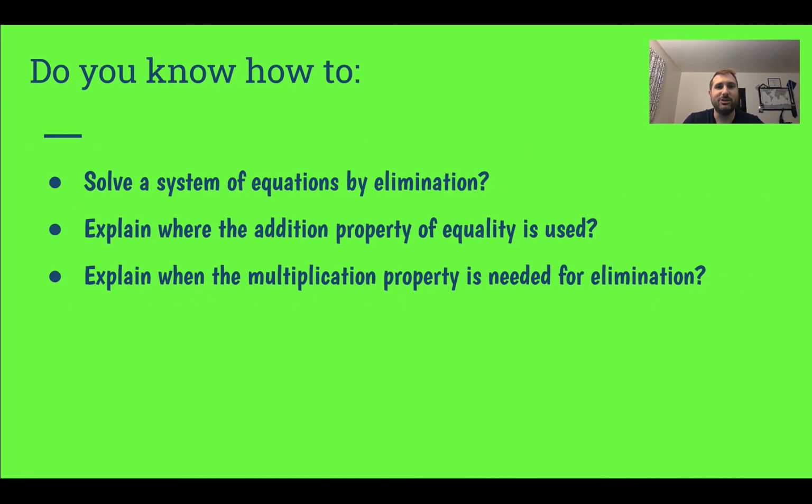After this lesson, do you now know how to solve a system by elimination? Can you explain how and where the addition property of equality is used? And can you explain how and when the multiplication property is needed when we're using elimination? If you're not sure about these things, go back and look at some of the examples, what our goal is, and see if you can figure out some additional ways that you can remember how to do elimination.